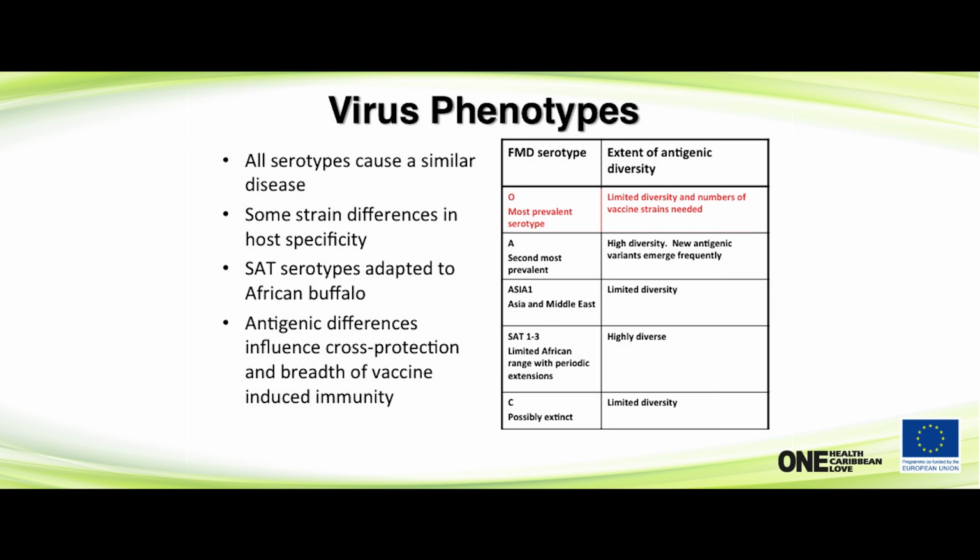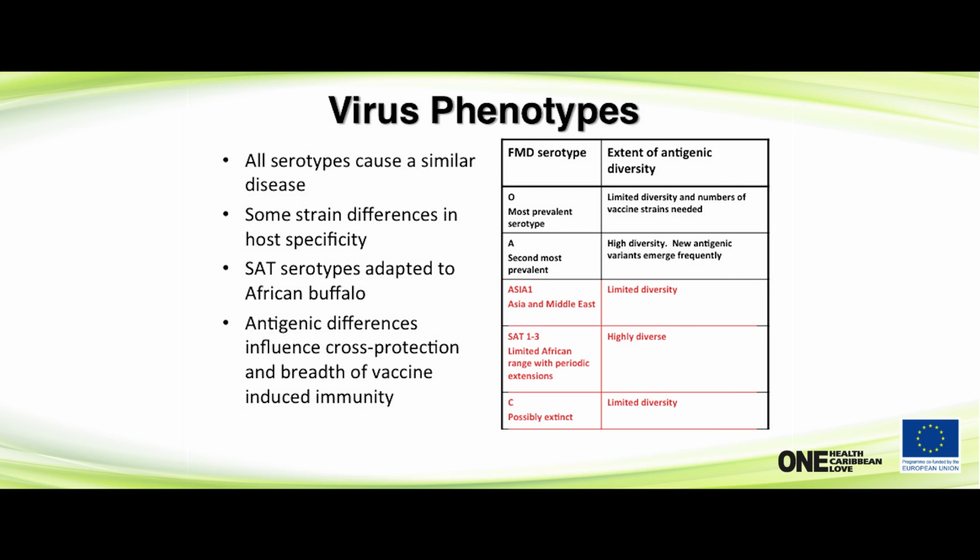The next most common serotype is type A. This, unfortunately, is very diverse antigenically, and so you need many different vaccine strains to be able to cover all the different types or strains of serotype A. But then the other 5 serotypes are much less prevalent in the world. So the SAT serotypes, which I've already mentioned and which are highly diverse, are a big headache for people in Africa, but they hardly occur outside of Africa, and so they are less of a problem in the rest of the world.